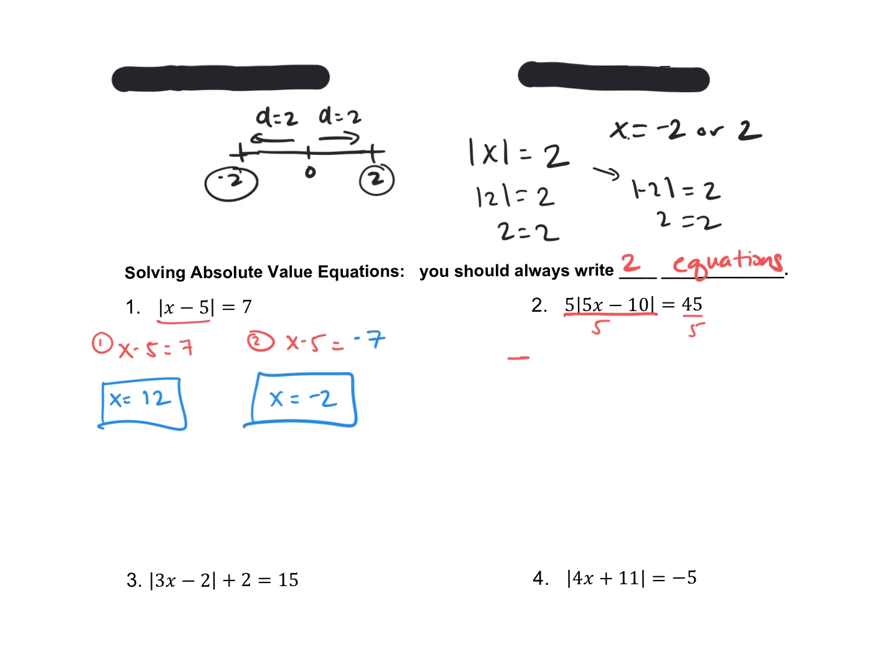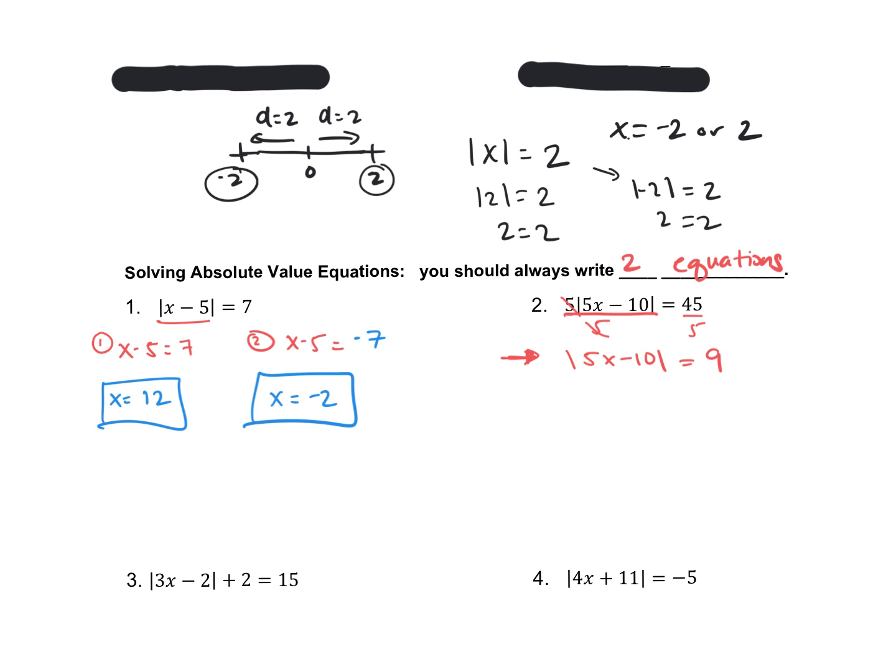This next step is so important, okay? When I divide by 5, I am left with the absolute value of 5x minus 10 equals, and 45 divided by 5 is 9. Notice I have not dropped the absolute value sign yet. So please be careful that you don't make a silly mistake and write this, okay?